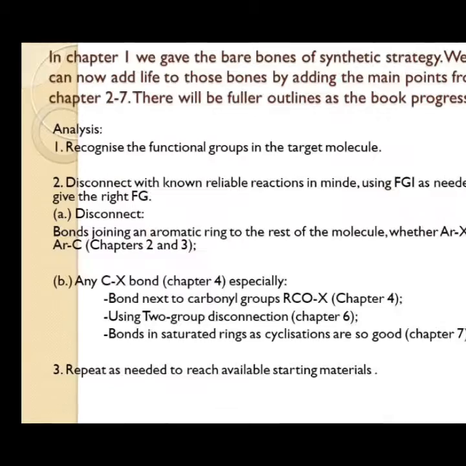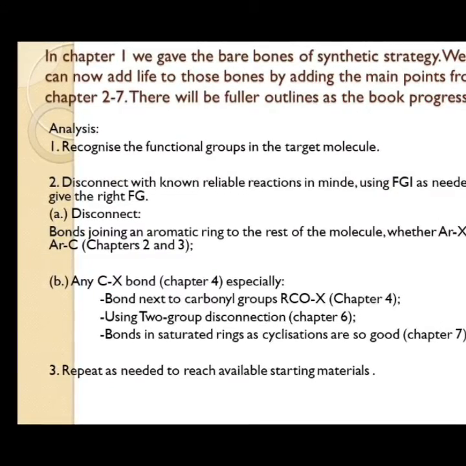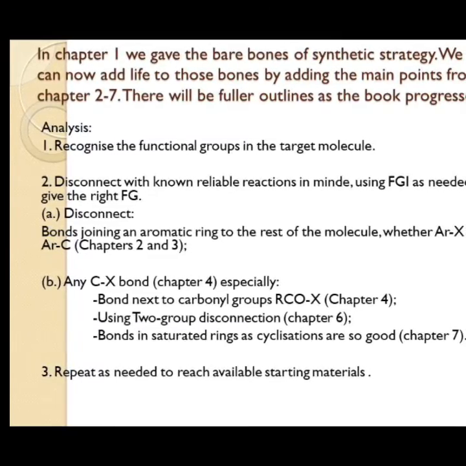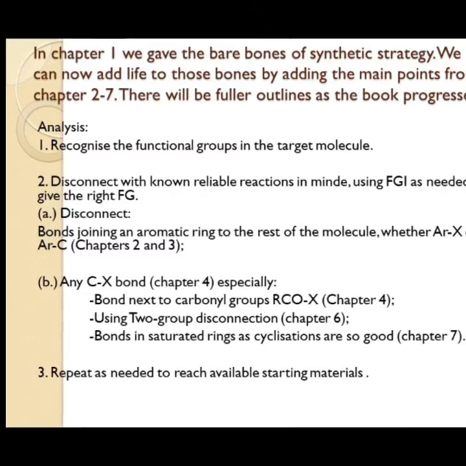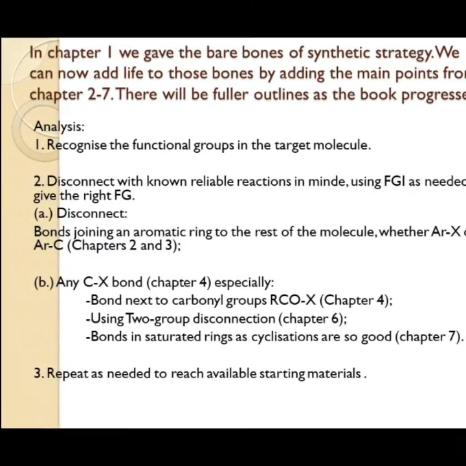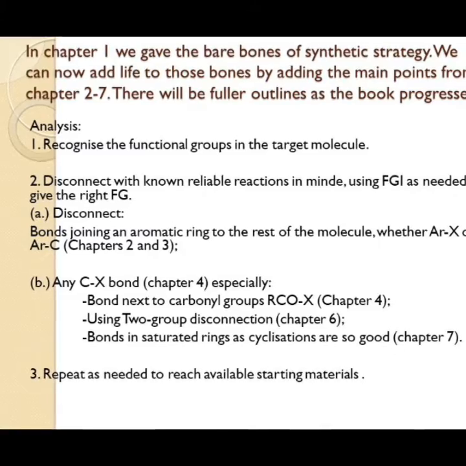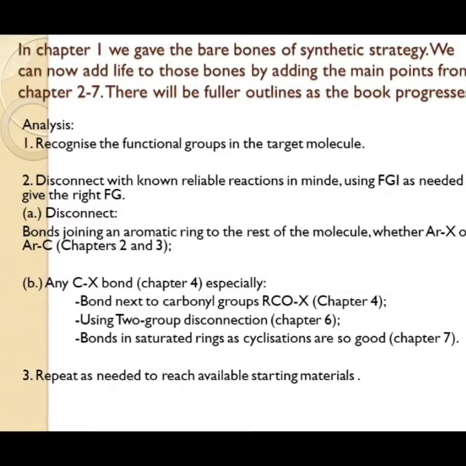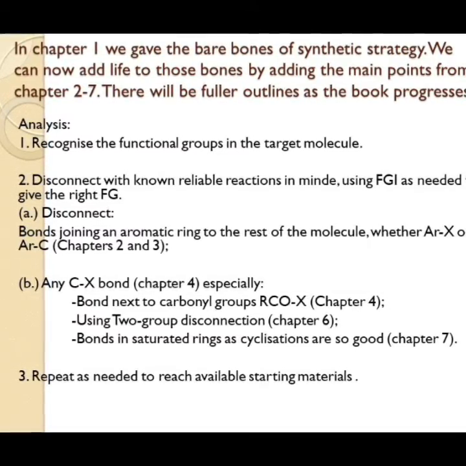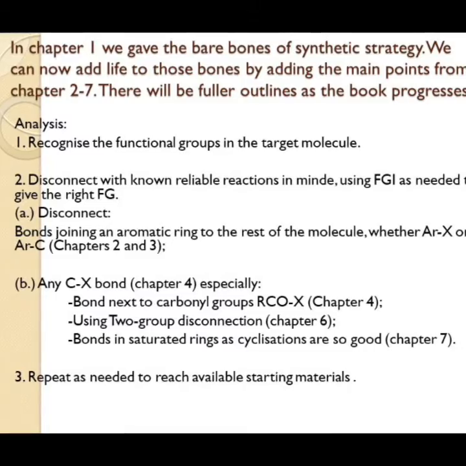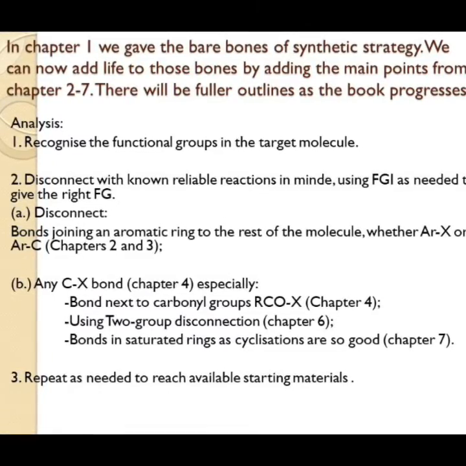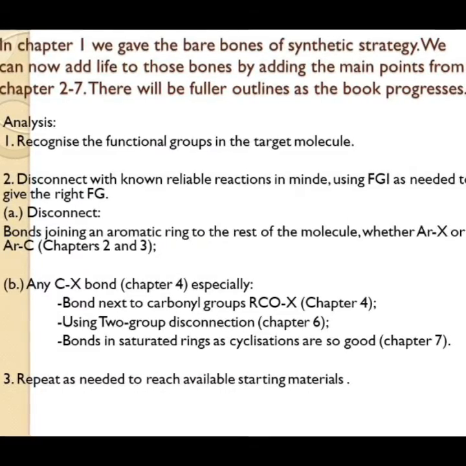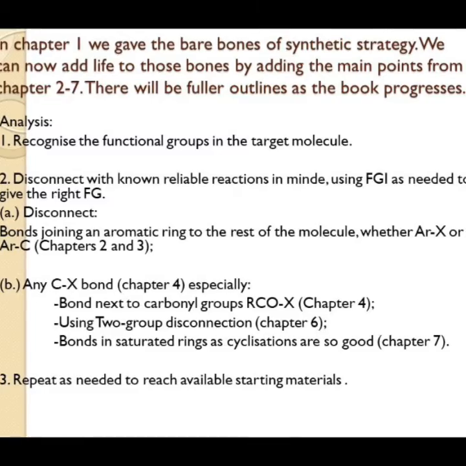Summary of strategy. In Chapter 1 we gave the bare bones of synthetic strategy. We can now add life to those bones by adding the main points from Chapters 2 to 7. There will be fuller outlines as the book progresses. Analysis: recognize the functional groups in the target molecule. Disconnect with known reliable reactions in mind, using FGI as needed to give the right functional group. Disconnect bonds joining an aromatic ring to the rest of the molecule, whether Rx or Rc, Chapters 2 and 3.